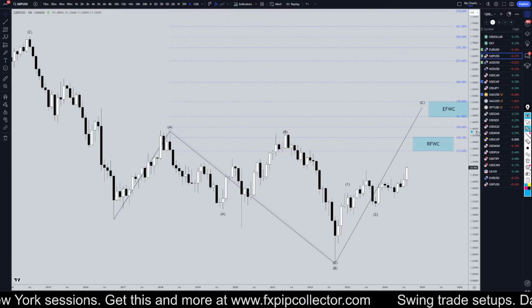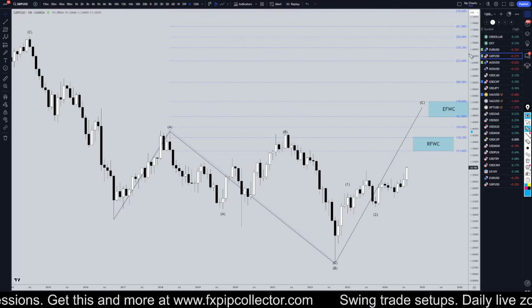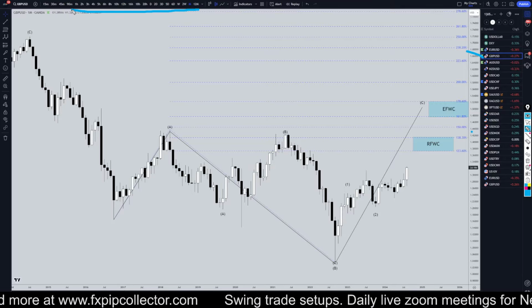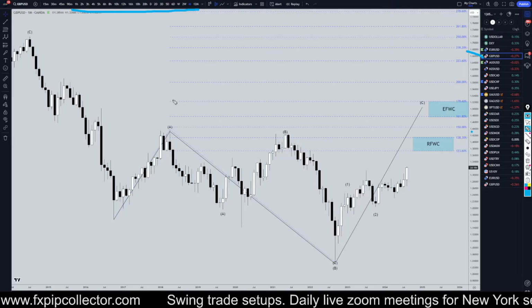Today is Wednesday, August 28th, and I'm going to be analyzing the pound US dollar, starting on the monthly, working my way all the way down to the 1 hour time frame for the full top-down analysis.